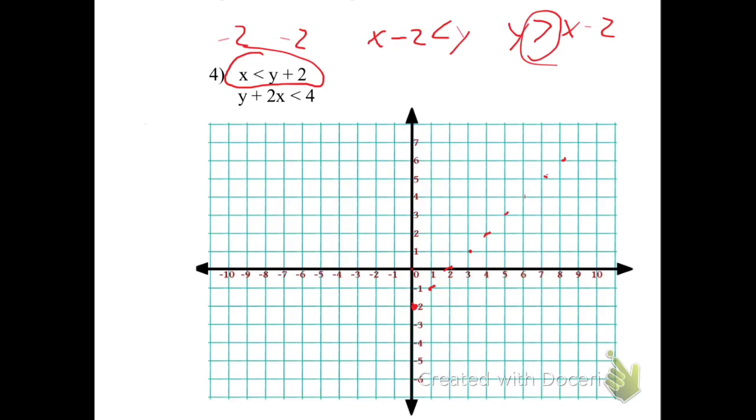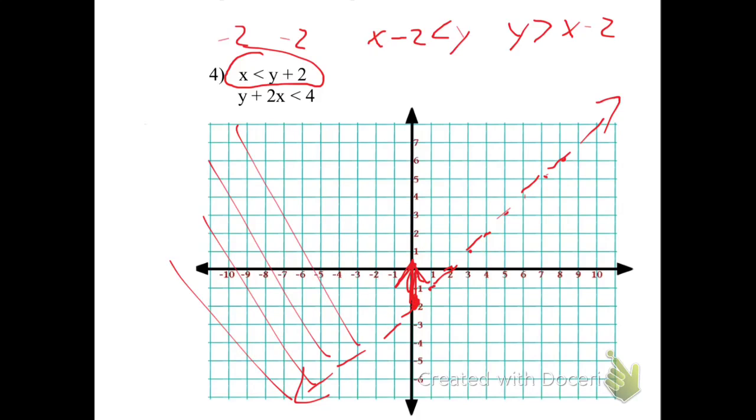Look at your inequality. It's greater than, but not equal to. So you gotta do a dashed line. Goes that way. Dashed line. And it's greater than, so if you look at your y's, your greater than y's go up that way. So we shade this side, this half of the plane, that's divided by the line. And that one's ready to go.